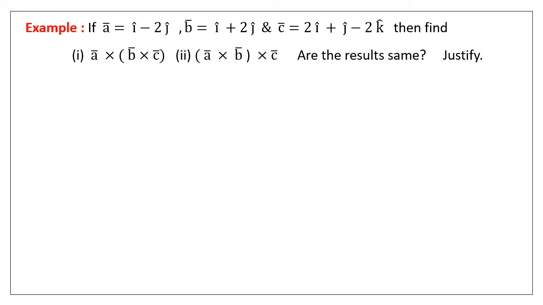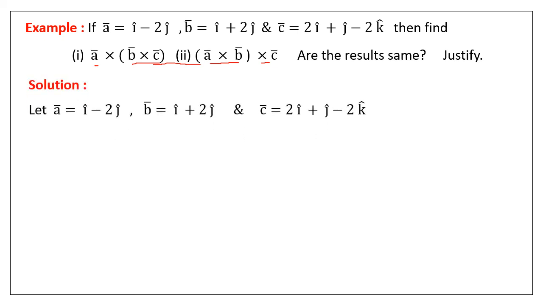If A bar, B bar and C bar are the vectors, then find first A bar cross (B bar cross C bar) in bracket, second (A bar cross B bar) in bracket cross C bar. Are the results the same? Justify your answer. From the third property of the vector triple product, we know student these vectors are not equal. We will prove it here.